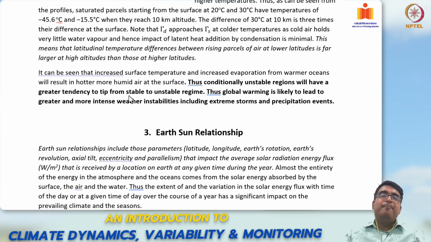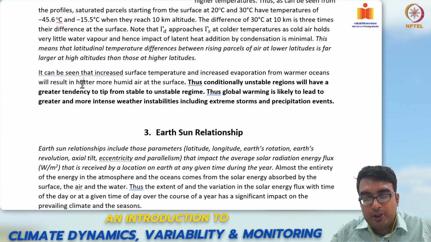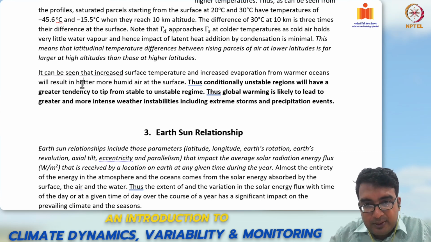Now, how do these things change because of global warming? What we can see is that increased surface temperature and increased evaporation from warmer oceans will result in hotter and more humid air at the surface. So the air will become hot and more humid near the surface compared to what it was before anthropogenic global warming kicked in.